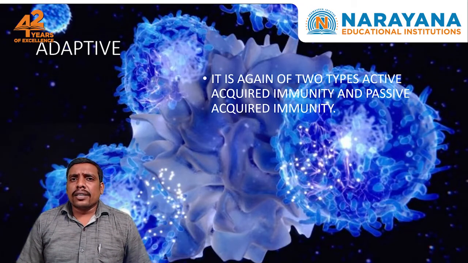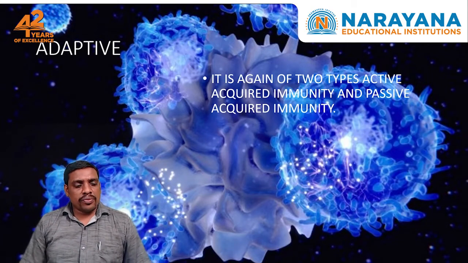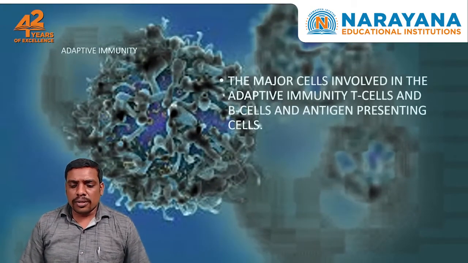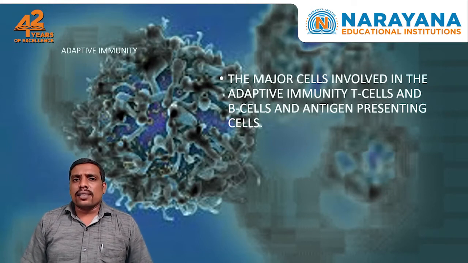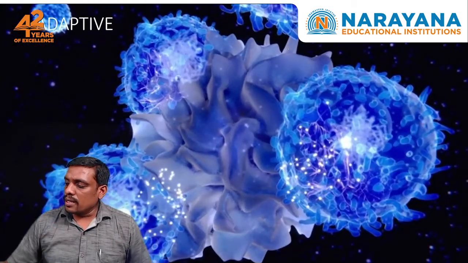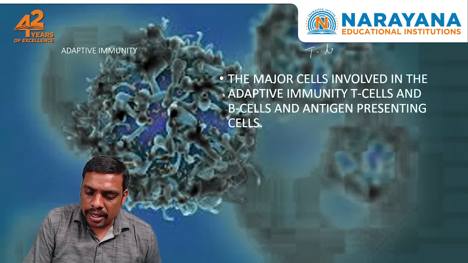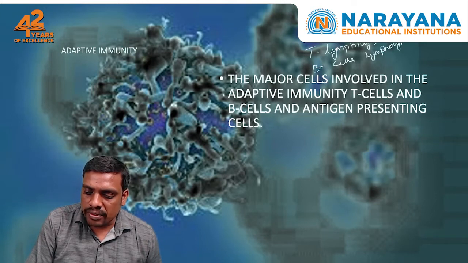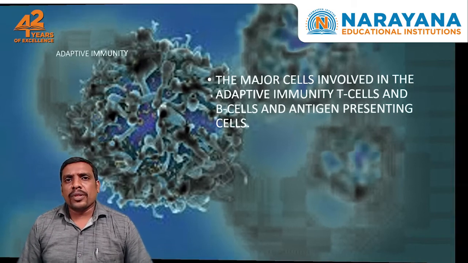Now, adaptive immunity is divided into two types: first, active acquired immunity, and second, passive acquired immunity. Here, the major cells involved in adaptive immunity are T cells, nothing but T lymphocytes. What are T cells? T cells are nothing but T lymphocytes. So how do T lymphocytes and B cells act as immune cells? They show some specific functions. T cells, B cells, and antigen presenting cells participate in the adaptive immune system.